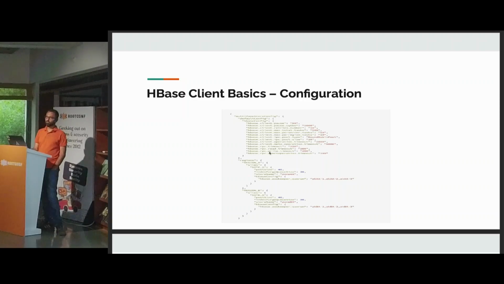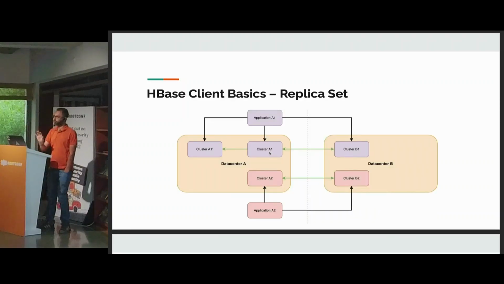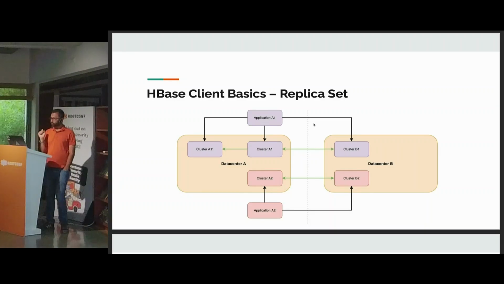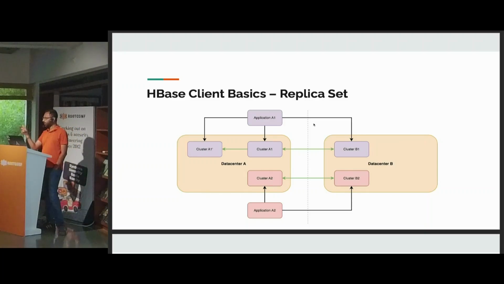I'm not going to go into the details, I'm just noting that this is something we have added. Okay, some basics about what we have done on the client side before we go into the client wrapper specifically. What is a replica set? In the previous talk there was also a mention of a replica set, where there's a primary and two replicas. What replica set means here is all of the clusters having the same data, that is a single replica set.